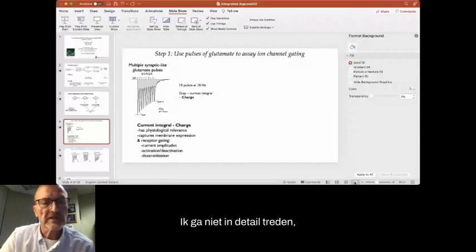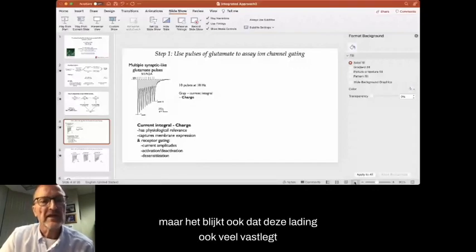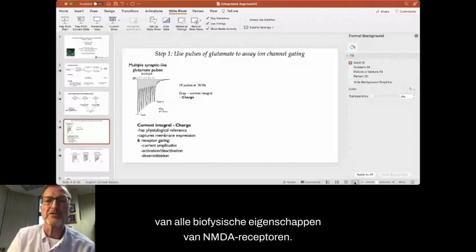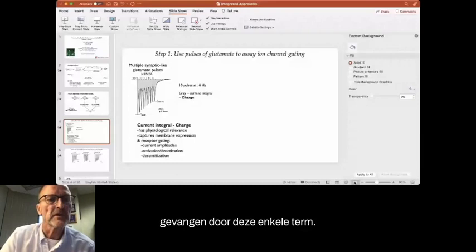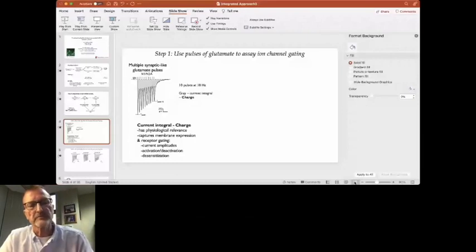I'm not going to go into detail, but it also turns out that this charge captures a lot of all the biophysical properties of NMDA receptors. So a lot of the physiological functions of NMDA receptors are captured by this single term.